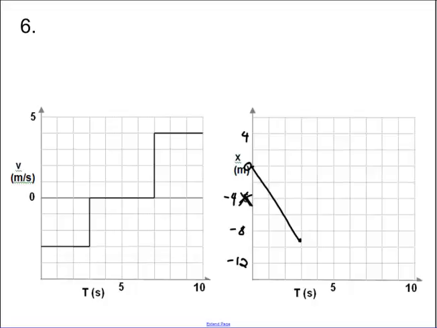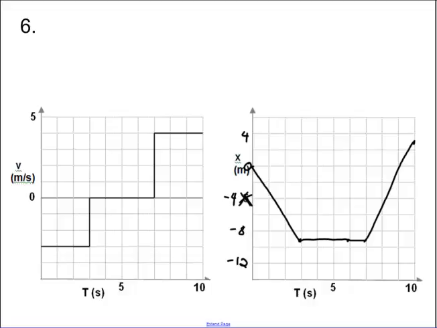We're going to start at 0 and go down to negative 9 meters for the first 3 seconds. There's a 0 velocity for the next 4 seconds, so we're going to have a horizontal line at negative 9 meters. Our final velocity is a positive 4 meters per second, so that means we're going 12 meters. So from negative 9 forward 12 meters, we end up at positive 3 meters. And so our graph is going to look like this.